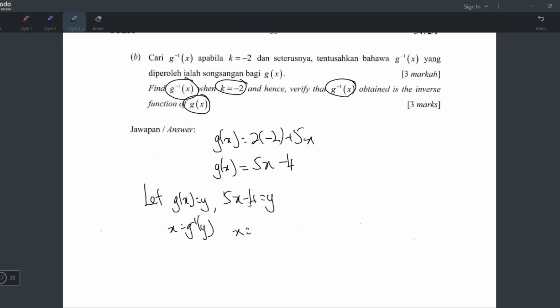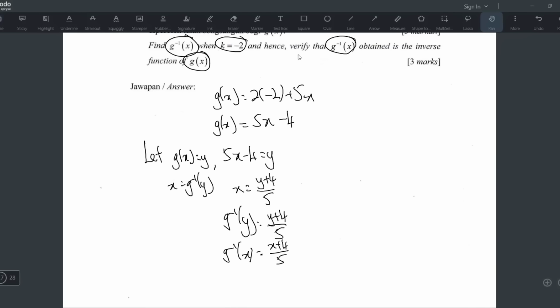So, x sama dengan minus 4 jadi plus 4, times 5 jadi over 5. And after you cari x, x is your g inverse y. So, your g inverse y answer, y plus 4 over 5. And then your g inverse x is x plus 4 over 5. Okay, now you get your g inverse x already. Now you can do the next step.